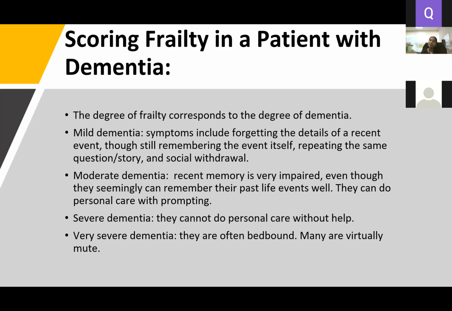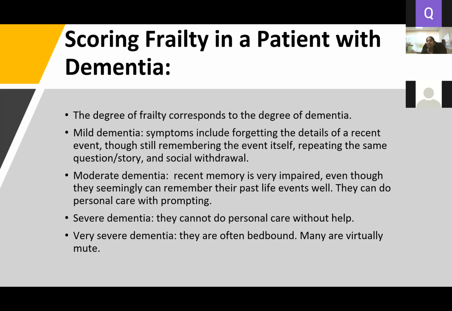So CFS can also be used for patients with dementia. The degree of the frailty corresponds to the degree of dementia. So what is dementia? Mild dementia is forgetting recent events, repeating the same story or repeating the same question again and again. Moderate dementia is their recent memory, that means whatever happened recently is impaired, but they can remember what happened 20, 30, 40 years ago quite well.